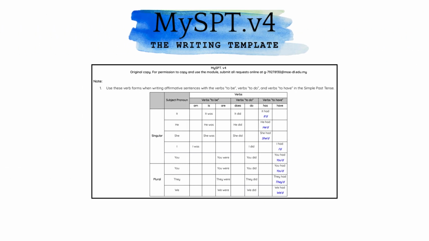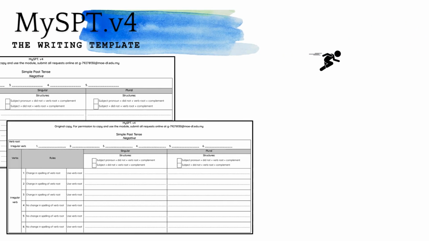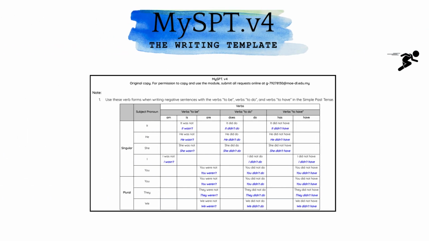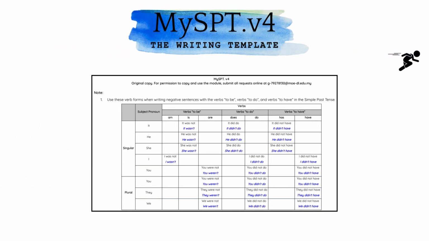The figure illustrates an additional note guiding pupils to use the correct verb forms when writing affirmative sentences with the verbs to be, to do, and to have in the simple past tense. The figures illustrate the writing templates designed to help pupils write negative sentences in the simple past tense, using both regular and irregular verbs in singular and plural forms. The grammar rules, including relevant sentence structures, are compiled in the template. The figures illustrate an additional note guiding pupils to use the correct verb forms when writing negative sentences with the verbs to be, to do, and to have in the simple past tense.